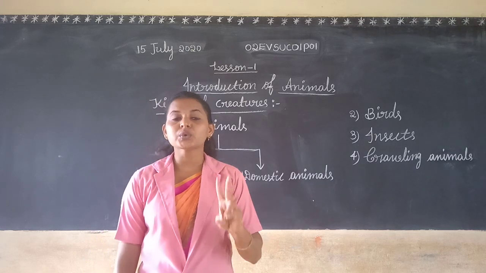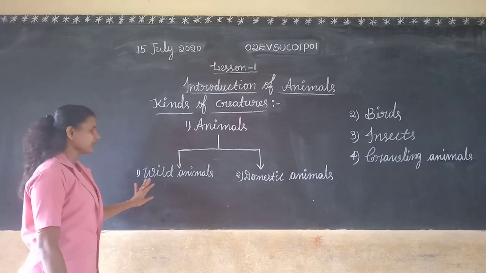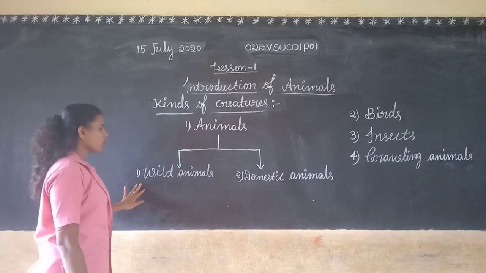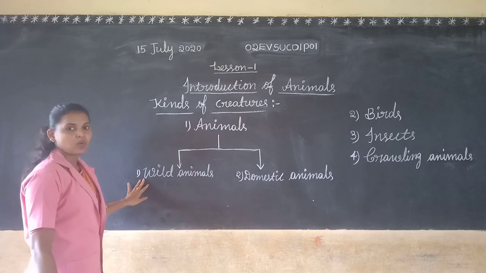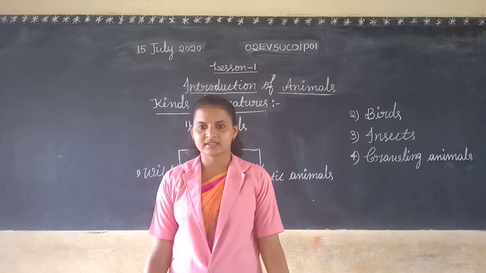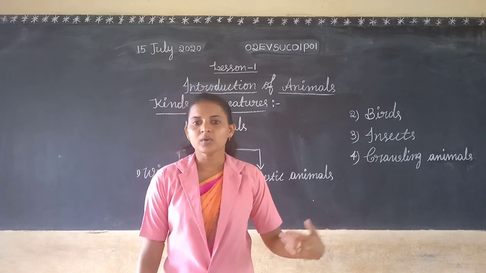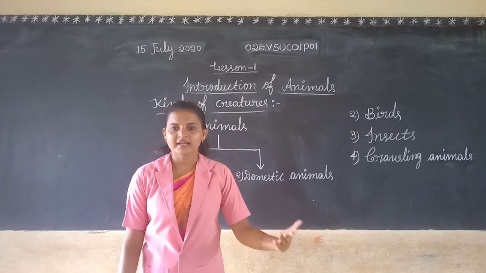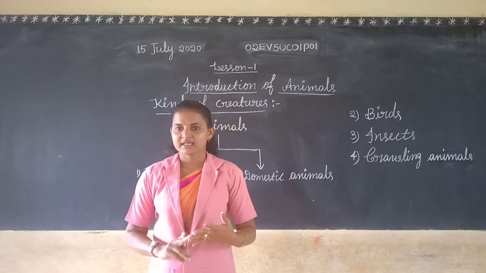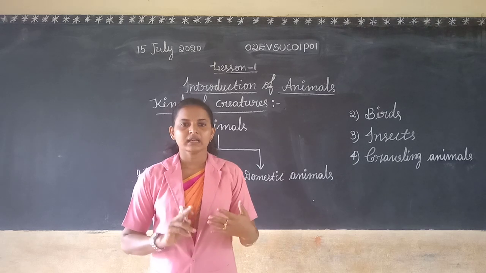Animals are of two types. First one, wild animals. Second one, domestic animals. Now, first one, wild animals. Wild animals live in the forest. They are called wild animals. For example, some of the wild animals: monkey, snakes, tiger, lion, giraffe, zebra, deer, etc.